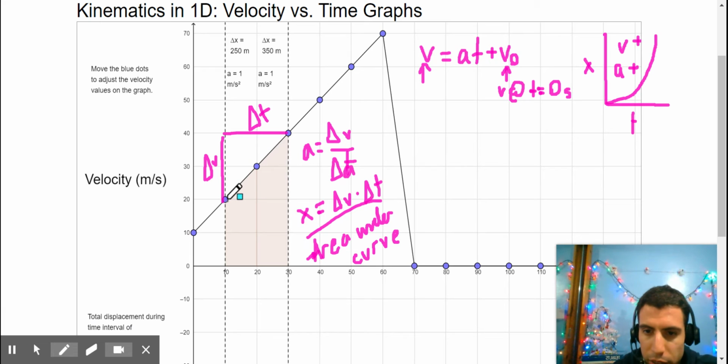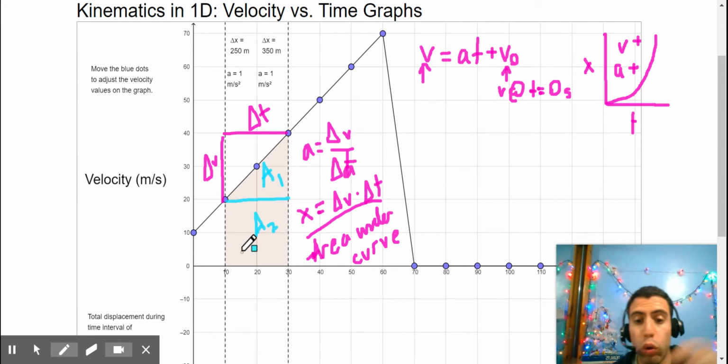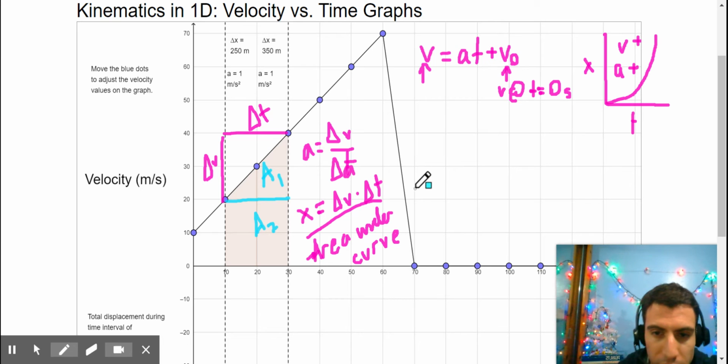The way we're going to do it is, between these two bounds of t, we're going to divide it into two different areas. We're going to call this A1 and A2, where if we add these up, you would get the total area and therefore the total displacement that is covered within these bounds. Let's go ahead and try this. Let's solve for A1 real fast.